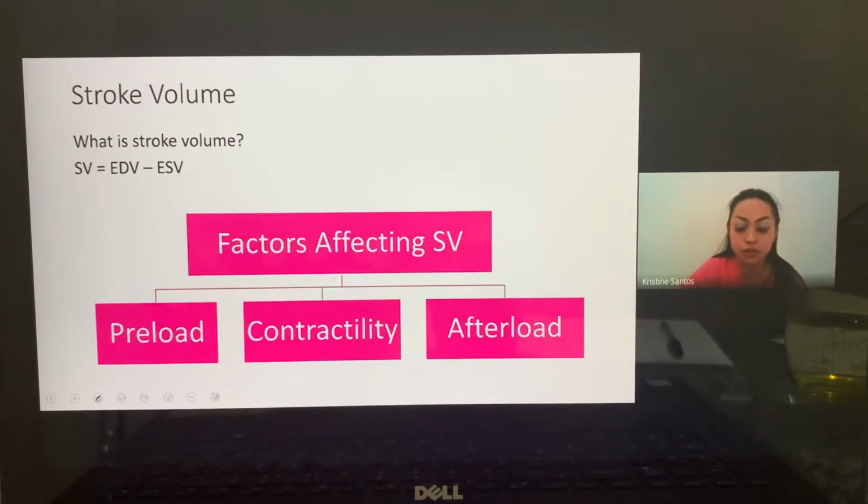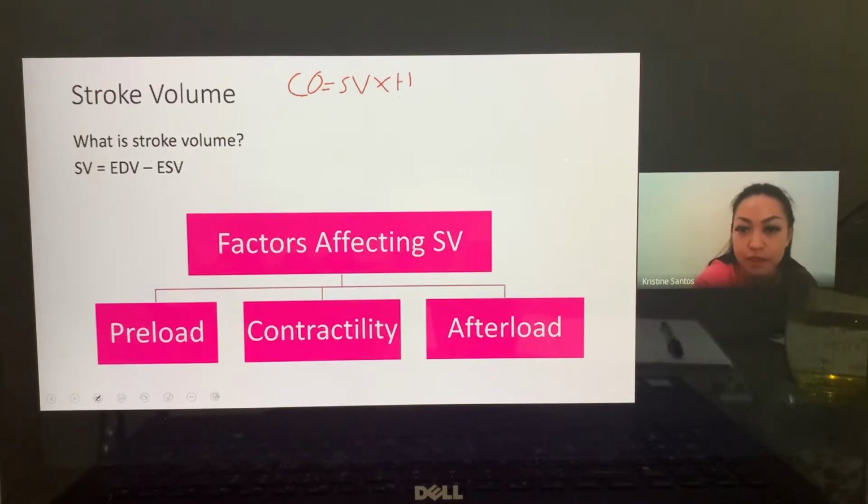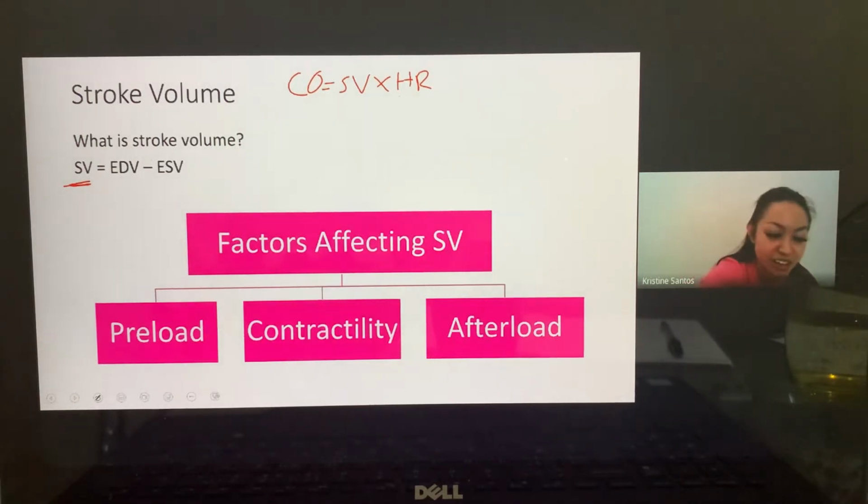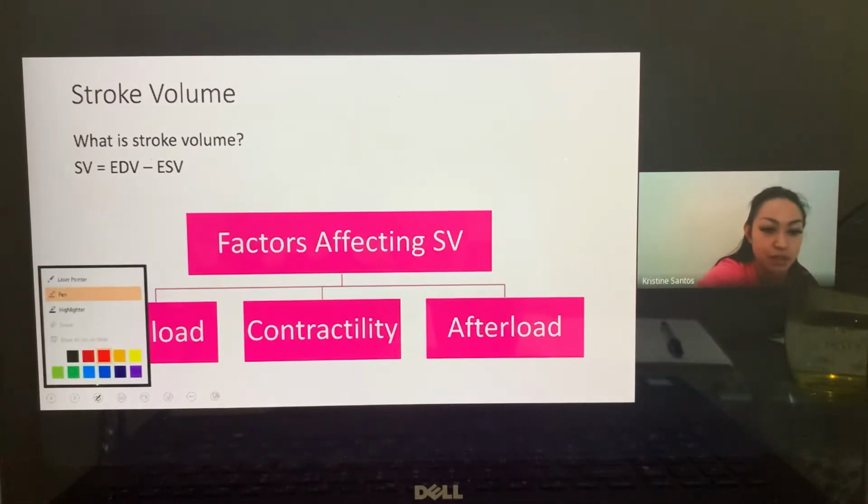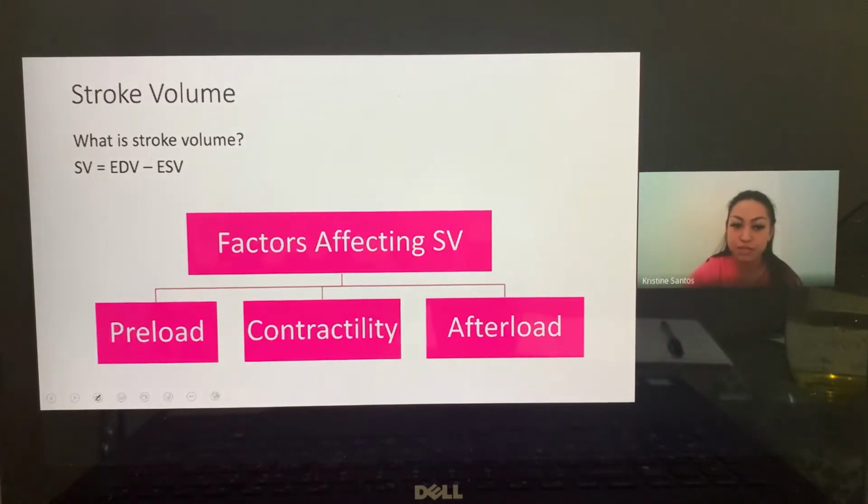So stroke volume. Just to remind you, cardiac output is stroke volume times heart rate, right? So now let's talk about stroke volume. What is stroke volume? Well, I said it's the volume of blood that gets pumped from each ventricle in one beat. We actually have a formula to calculate this. Stroke volume is end diastolic volume minus end systolic volume. Now I'm introducing more terminology here. I'll just clear this slide. So stroke volume is end diastolic volume minus end systolic volume.